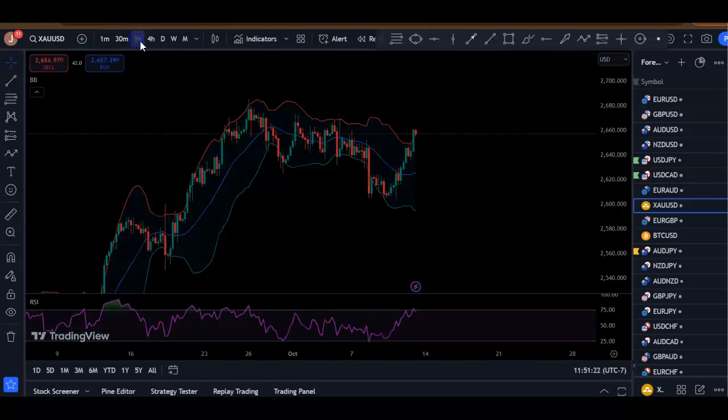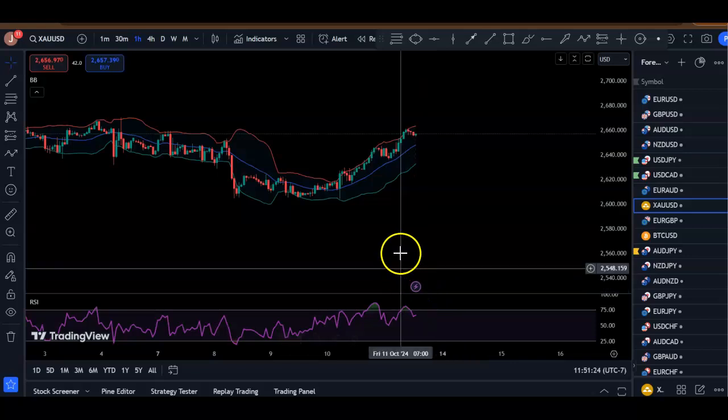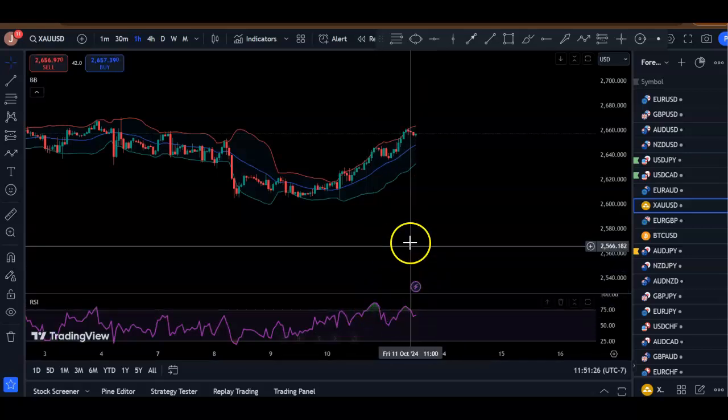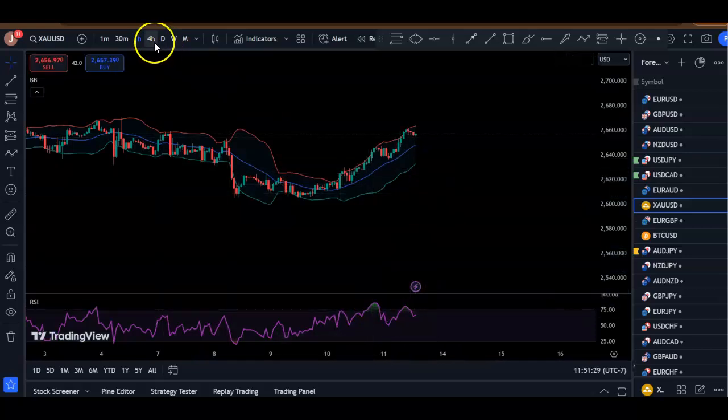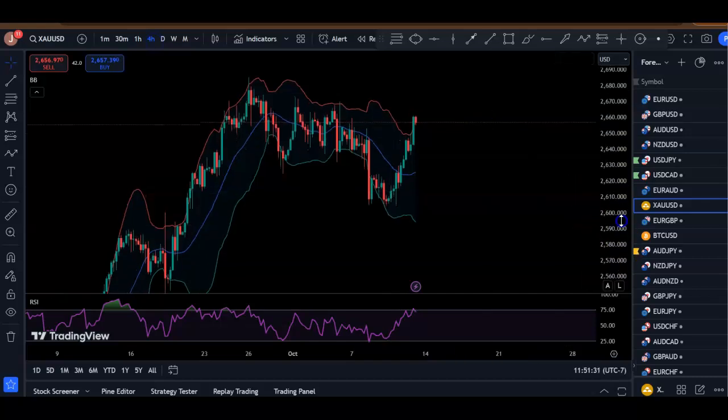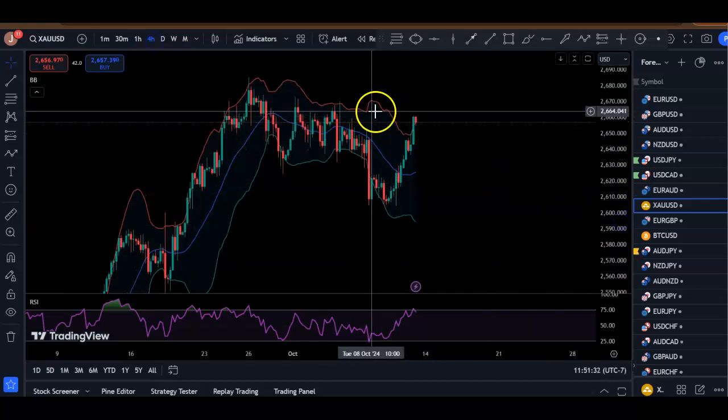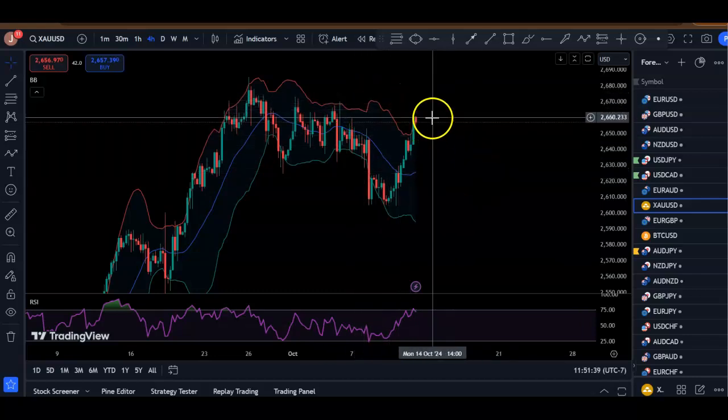In the 4 hour, sometimes in 1 hour, but it's a little more risky. As you can see, we do have a divergence in the 1 hour. I trust the 4 hours more. We are definitely here in resistance. All this area is already resistance.